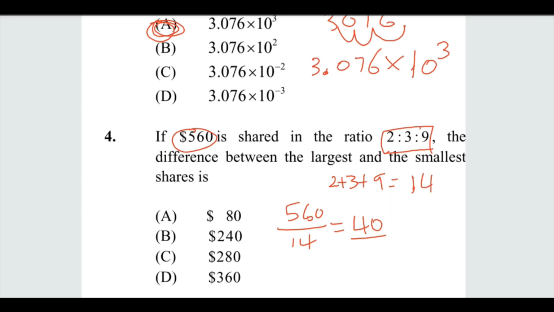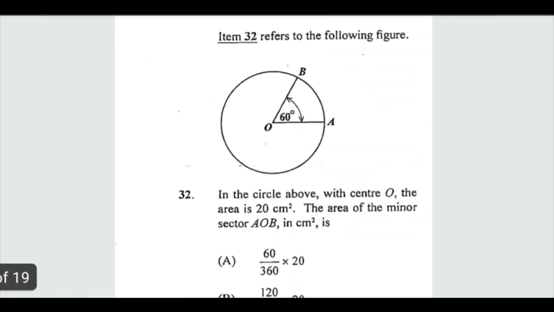But they want us to find the difference between the largest and the smallest share. And we can see 9 is the largest share and 2 is the smallest share. So the difference between that will be 9 subtract 2, which will give you 7. So you want to find the value of 7 shares. So this will be 7 times 40, which gives you a total of 280. So the difference between the largest and the smallest share would be 280, which is C. Don't be carried away and just put 7. Well, they didn't give you 7 as an option. So we're moving on.